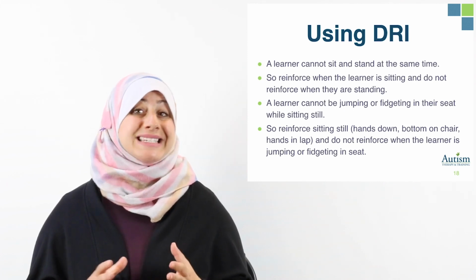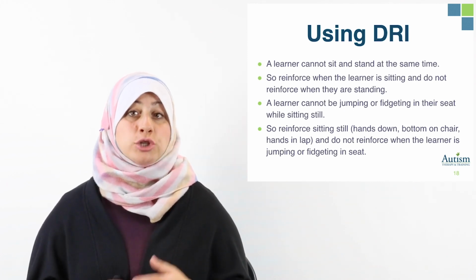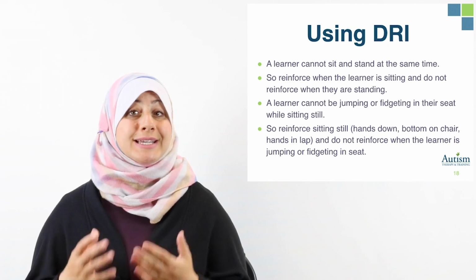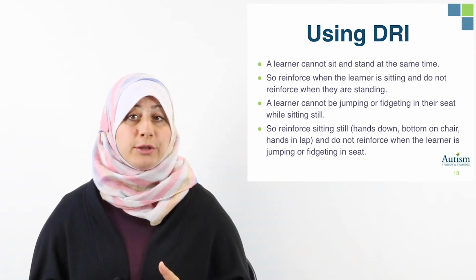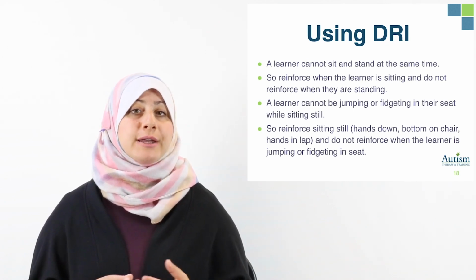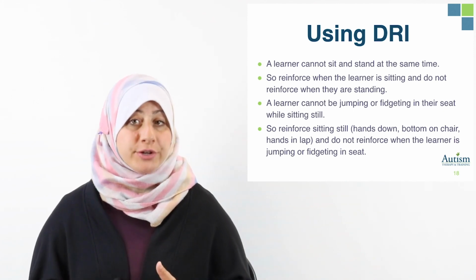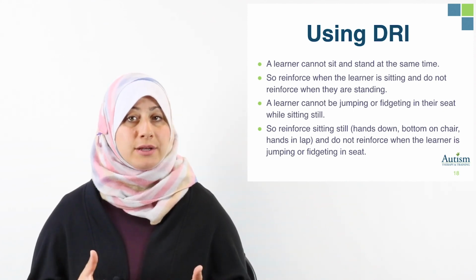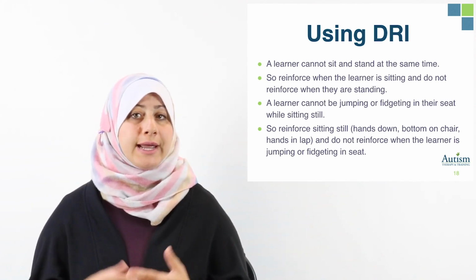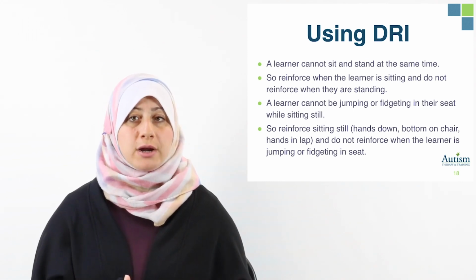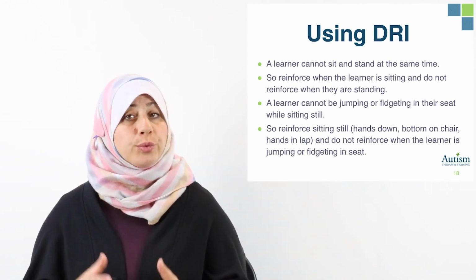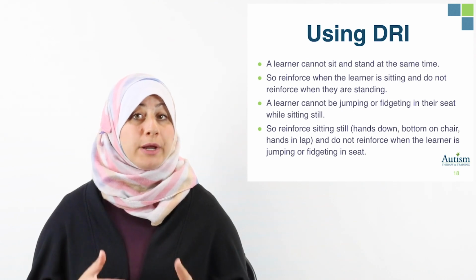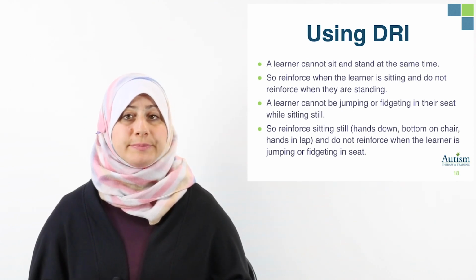A learner cannot sit and stand at the same time, so reinforce when the learner is sitting and do not reinforce when the learner is standing. A learner cannot be jumping or fidgeting in their seat while sitting still. So reinforce sitting still, hands down, bottom on the chair, hands in their lap, and don't reinforce when the learner is jumping or fidgeting in their seat.